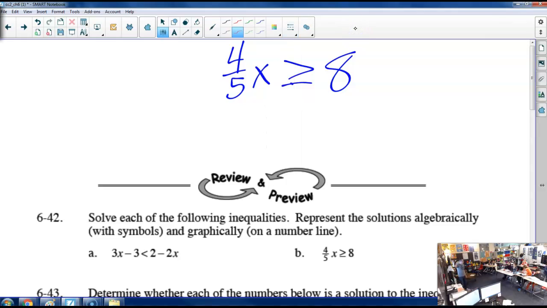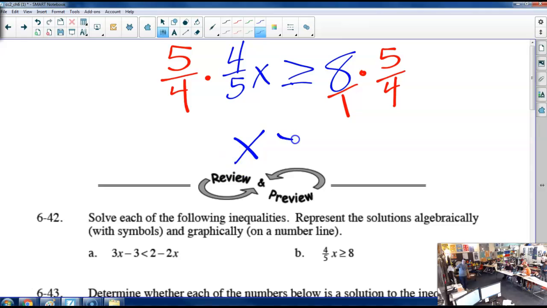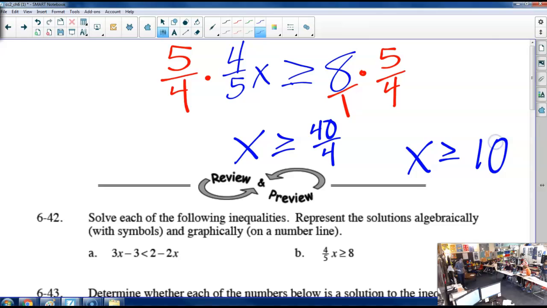So to destroy a fraction that is multiplied to your variable, we multiply by its reciprocal. Because the 5 on top will get rid of the 5 on bottom. The 4 on bottom will get rid of the 4 on top. So when we do that over here, we just have to put 8 over 1 and then multiply straight through. This becomes x is greater than or equal to 40 over 4. Well, that's really 10, right? So we can say x is greater than or equal to 10.